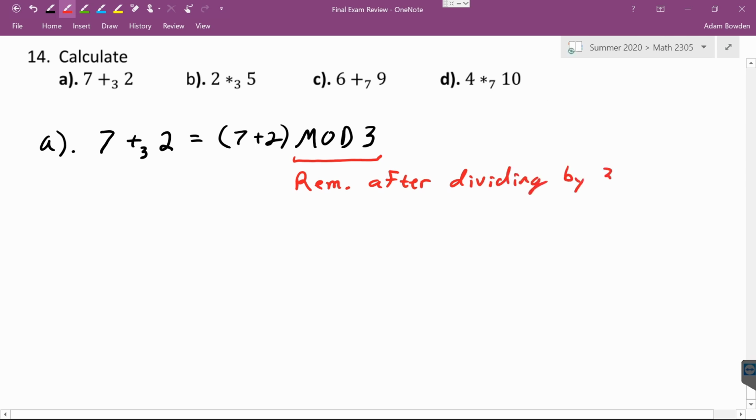And so for us, if we take 7 plus 2, that would be 9. And if we divide 9 by 3, it divides evenly with a remainder of 0. So 9 mod 3 is equal to 0.